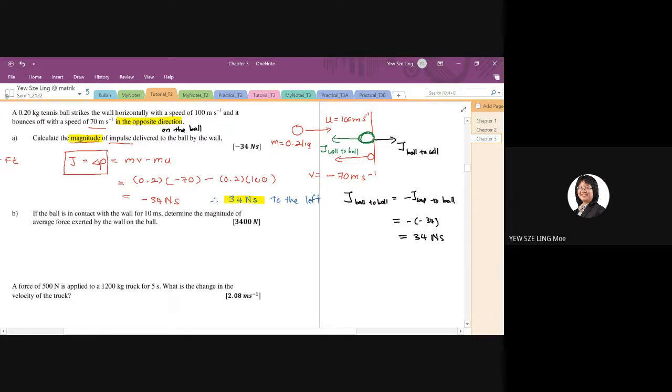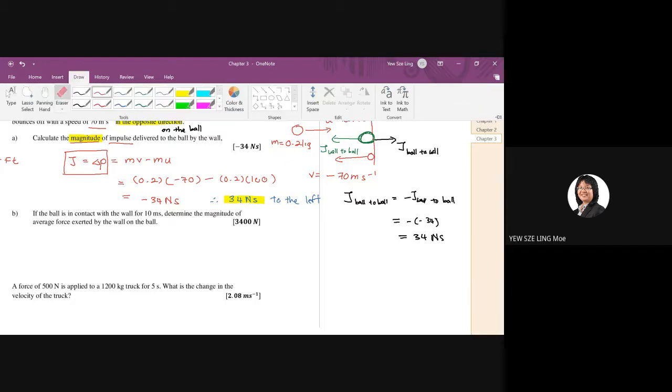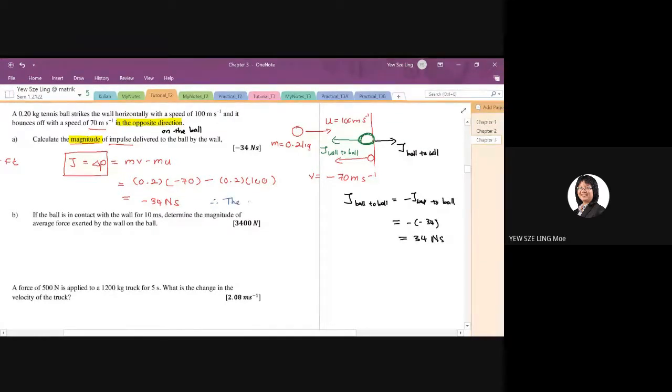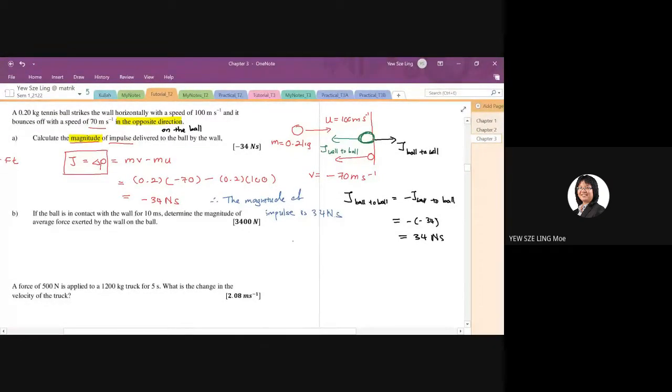Now sometimes if you are unsure whether the question is asking for the impulse of the ball or impulse on the wall, and the question is asking for magnitude, then you can actually rewrite the answer. I'm just going to change the final answer a bit. So you don't mention the direction. You say the magnitude of impulse is 34 Ns. Then you don't mention the direction.